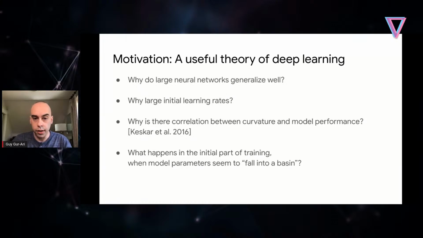Then there are other more detailed questions. So for example, we know that in practice, when training these models, it's a good idea to start training with large learning rates, and then decay the learning rate as training progresses. And we can ask why is that generally a good idea?